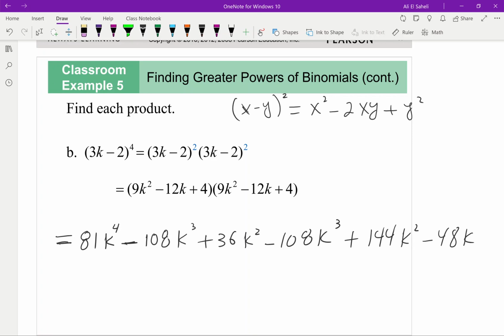Finally, we do that for 4. 4 times 9k squared, 4 times 9 is 36k squared. 4 times minus 12 is minus 48k. Plus 4 times 4 is 16.